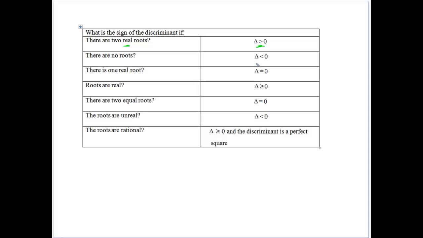We'll get a negative number under the square root sign. One real root would be our discriminant equal to 0, because we just get the minus b on 2a. Real roots is either going to be one real root or two real roots, so two solutions there, which means our discriminant's greater than or equal to 0. And hopefully we know what we mean by this word real, because we're talking about the real number system, where we can't take the square root of a negative number.